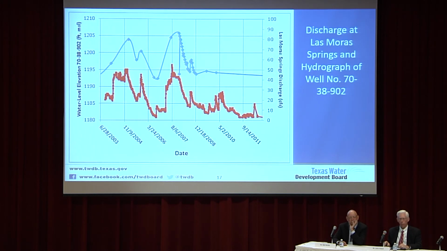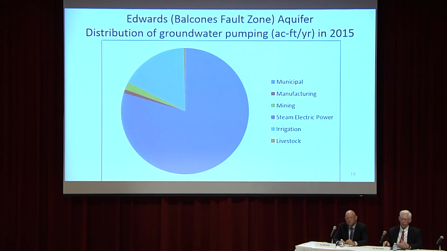We also can note that in several cases, discharge from springs and water levels in index wells can be tied together and have been used in the past to evaluate the effect of groundwater on spring flow. The red line refers to spring flow discharge from Las Moras Springs in Kinney County, and the blue line, which tracks it, is in a nearby well that has been used as an index to basically help manage the aquifer there. Groundwater use varies quickly.